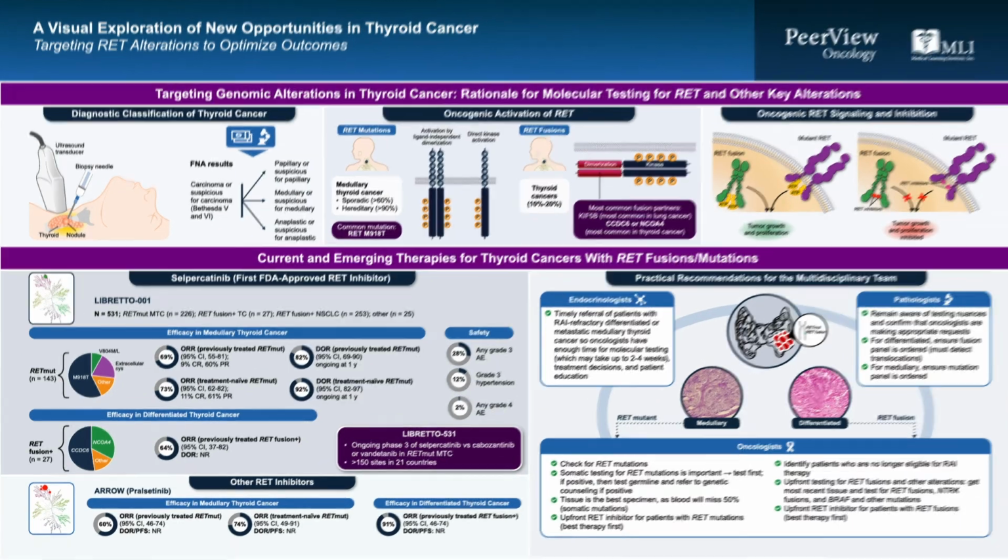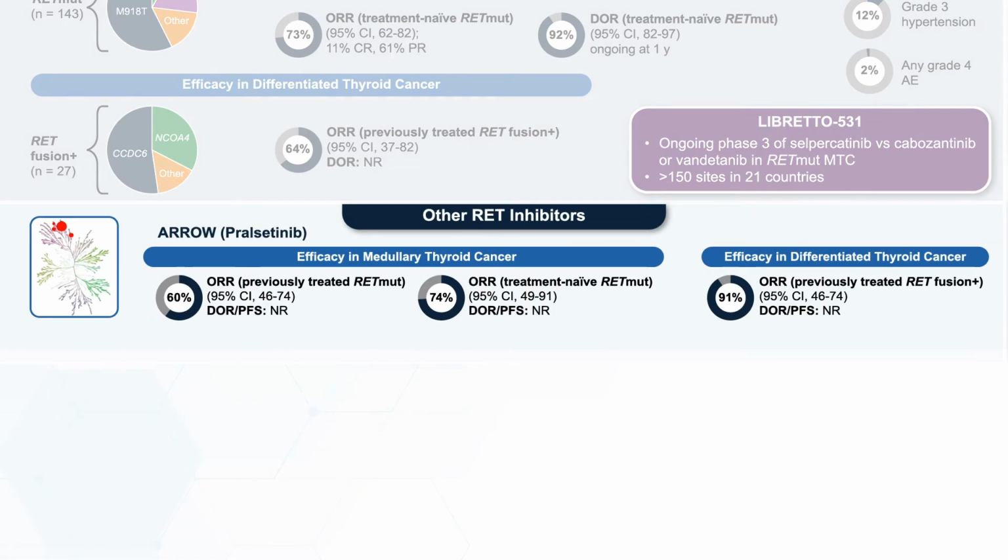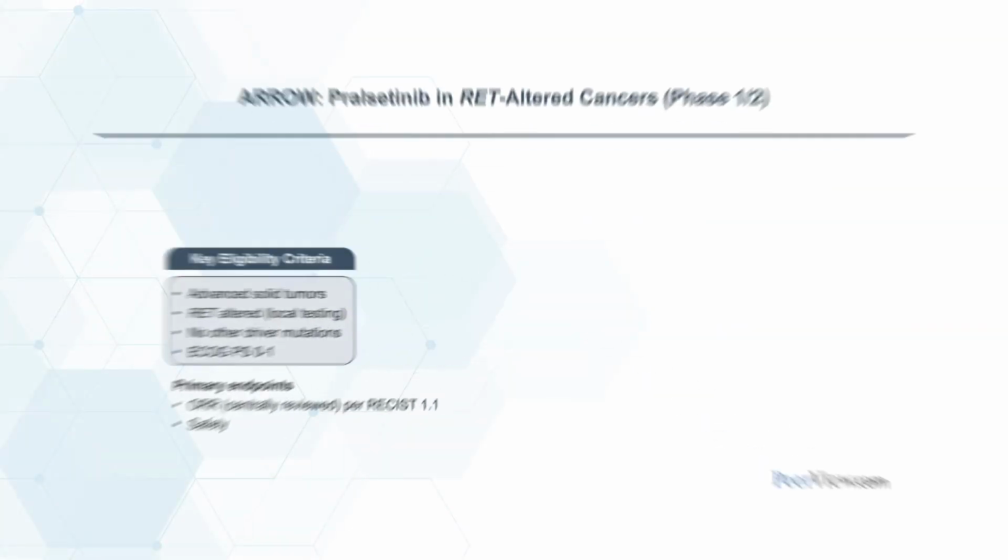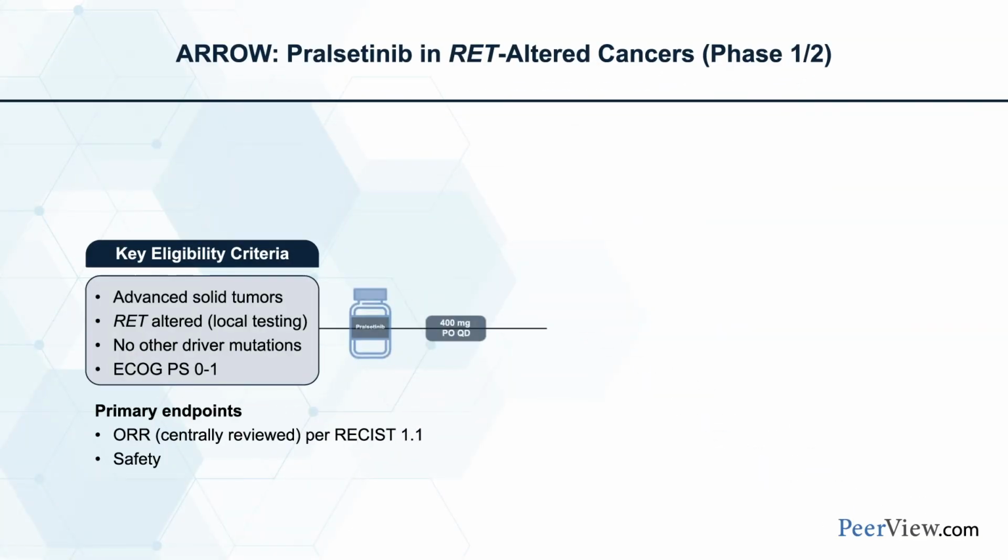So now we can turn our attention to pralsetinib as a selective RET inhibitor. Pralsetinib is a second selective RET inhibitor, and as I pointed out, is also very selective for RET. Pralsetinib has been studied in a phase 1/2 study called the ARROW study. And this studied advanced solid tumors that had RET alterations either by fusion or by point mutations. They were not allowed to have any other driver mutations, and they had an ECOG performance status of 0 or 1. And that really resulted in three main buckets.